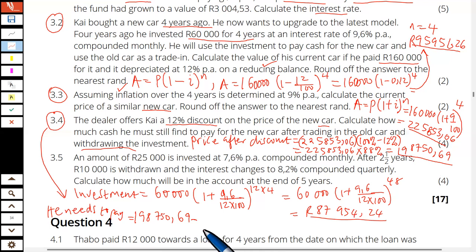Right, so you have 198,750 is the price of the new car, but now he must subtract from it. How much must he subtract? He must subtract from it a couple of things. He must subtract the 3.2, which is 95,951.26. But he must subtract again 87,954.24. What answer does this come down to?